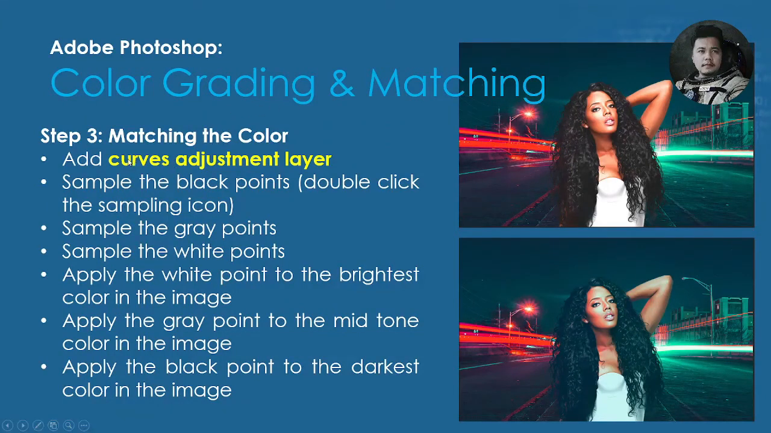So to match the color, we are going to use a curves adjustment layer. So we're going to sample the black points, and then sample the gray points, sample the white points, and then apply the white point to the brightest color in the image, and then apply the gray point to the mid-tone color in the image, and apply the black point to the darkest color in the image. So what does it mean?